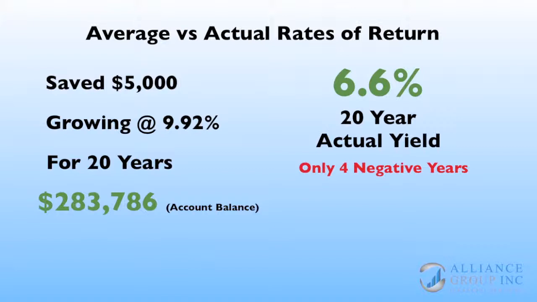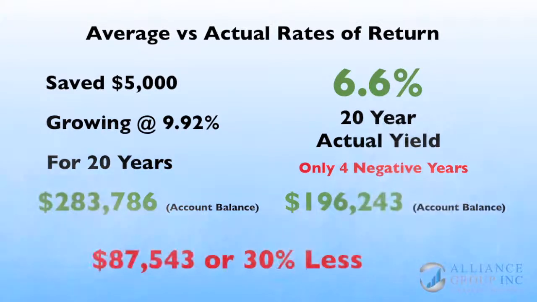By applying the actual yield of 6.6% per year for our $5,000 per year contribution instead of the 9.92% for 20 years, our actual account balance would only be $196,243. An astonishing difference of $87,543, or 30% less money than what you would have expected.